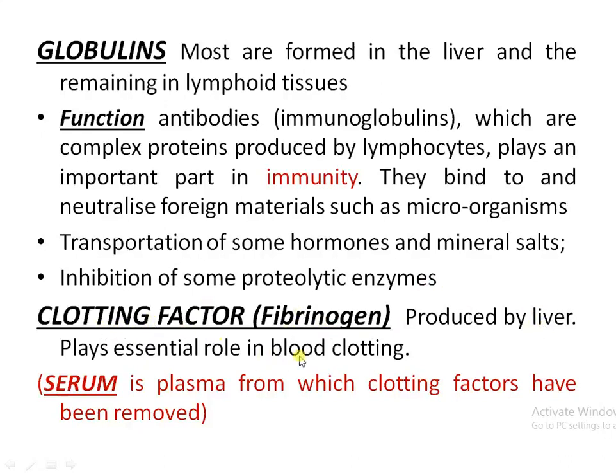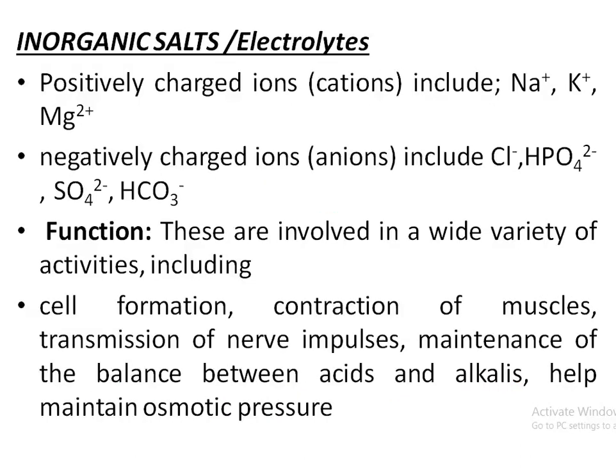Serum. Serum is plasma from which clotting factors have been removed. When the cellular components or formed elements of blood are removed, a pale yellow colored liquid is left which is known as plasma, and when the clotting factor, that is fibrinogen, is removed from plasma, then it is known as serum, or we can say serum is equal to plasma minus fibrinogen.